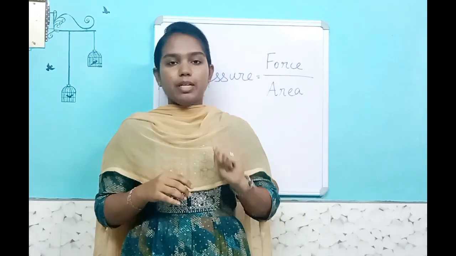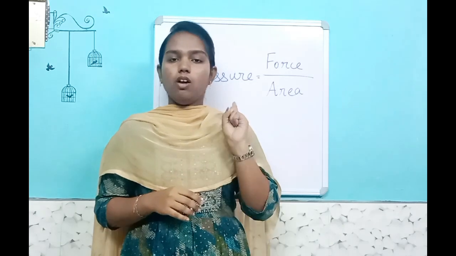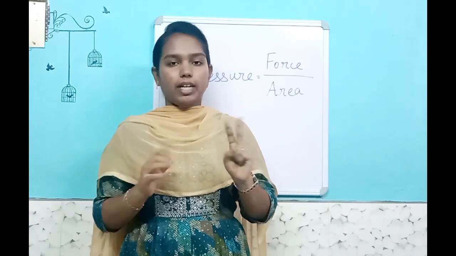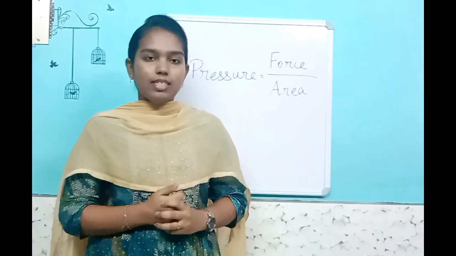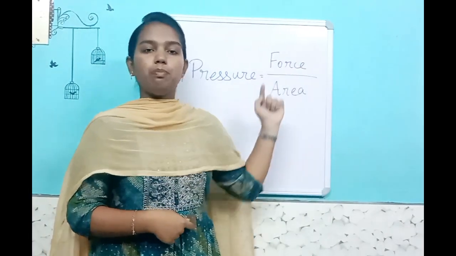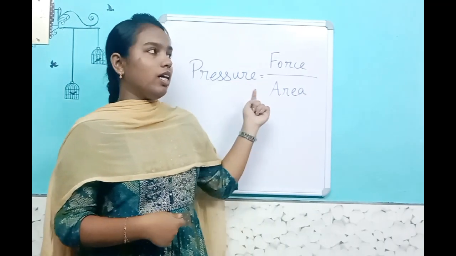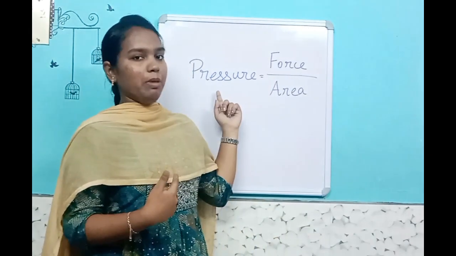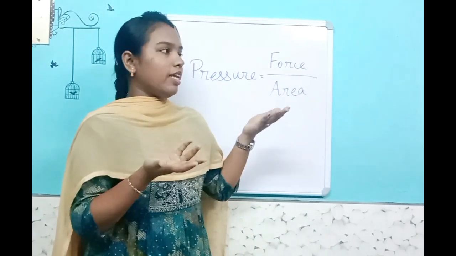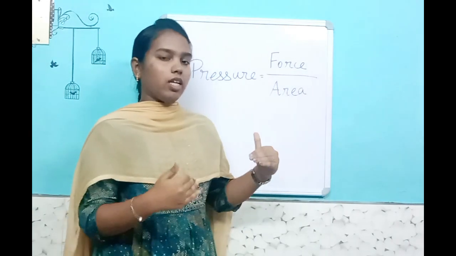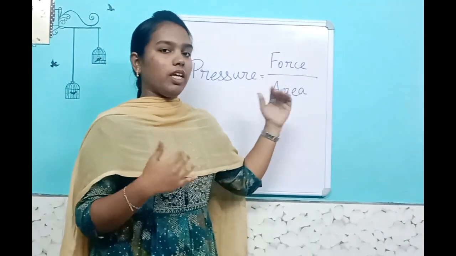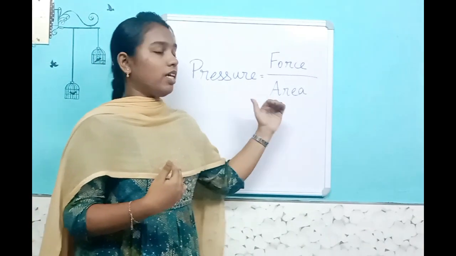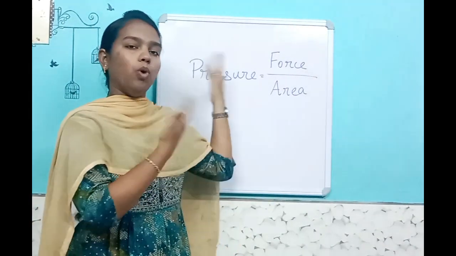So pressure depends on two factors. One is force applied on an object, and the second thing is area of contact. The pressure formula is pressure is equal to force by area, right? So here, greater the force, obviously the pressure will be more. Okay. Next, area is a denominator, which means greater the area, when the area is larger, the pressure will be less. Okay, when the area is less, the pressure will be more.